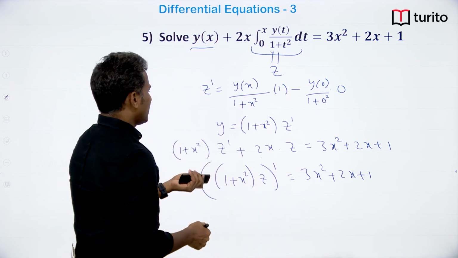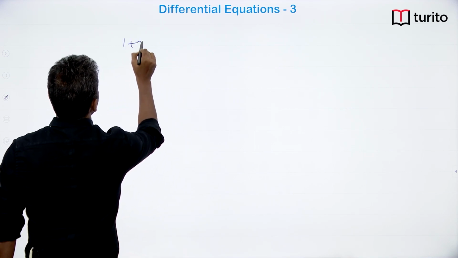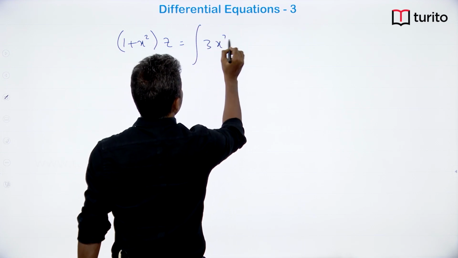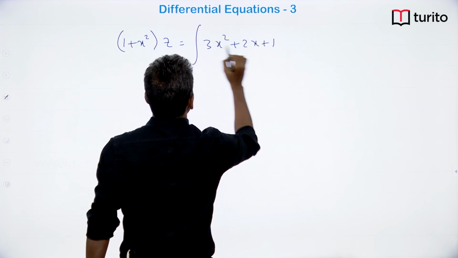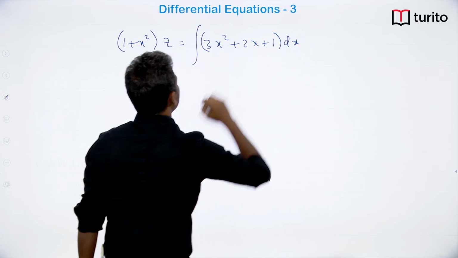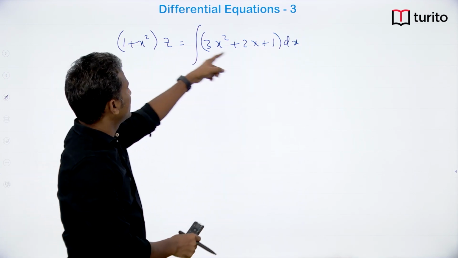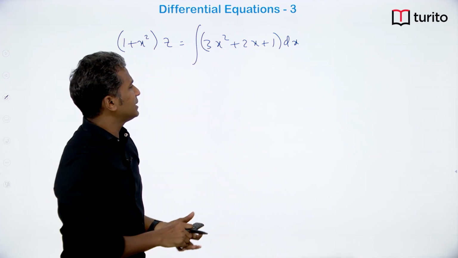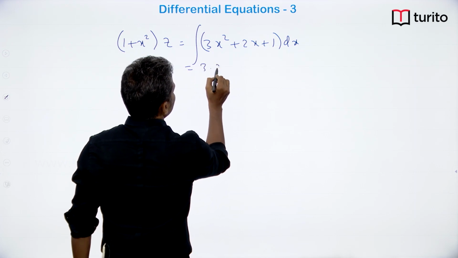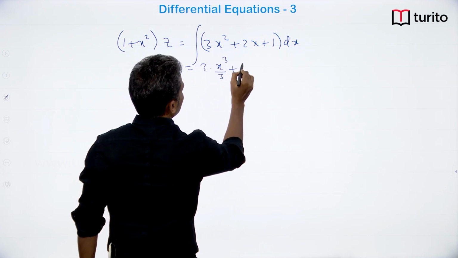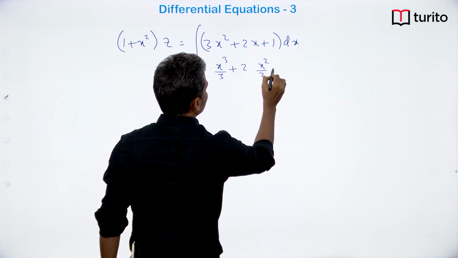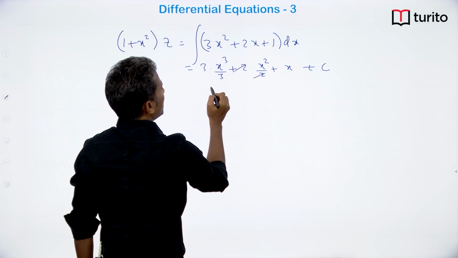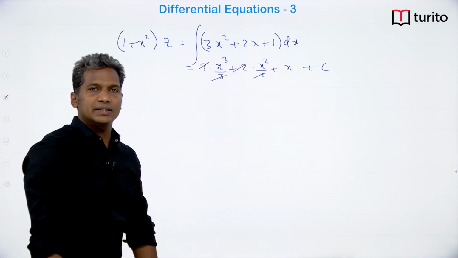So, basically you can write this as 1 plus x square into z is equal to the integral of 3x square plus 2x plus 1 into dx. Now, you know how to integrate this because this is a polynomial function. So, 3 into x cube by 3, plus 2 into x square by 2, plus x, plus some integrating constant c, and here 2 gets cancelled, 3 also gets cancelled.